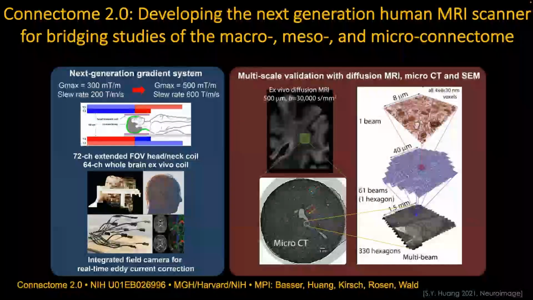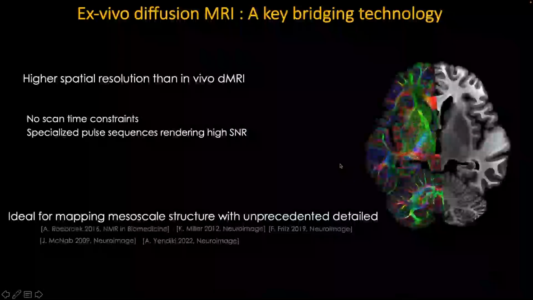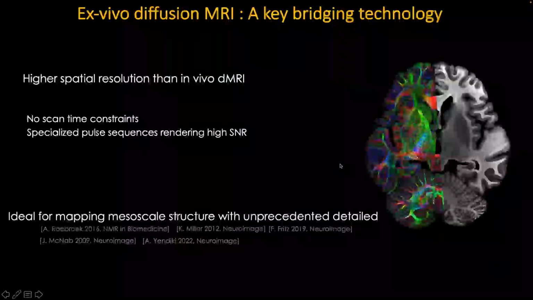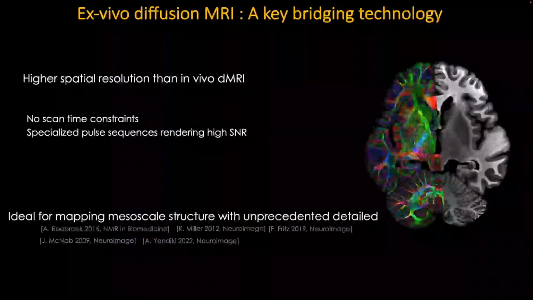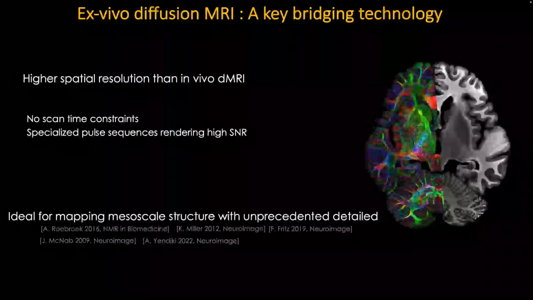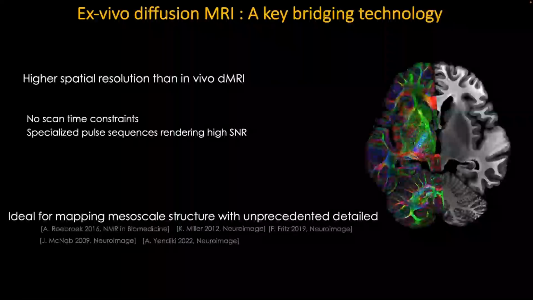On top of developing the next generation of gradient system, we are interested in doing the multi-scale validation with diffusion MRI, micro-CT, and electron microscopy. And in this validation, ex vivo diffusion MRI plays a very important role because it's ideal for mapping the mesoscale structure of the human brain with unprecedented detail. This is because we can achieve much higher spatial resolution than in vivo diffusion MRI, because we don't have time constraints, we don't have motion, and we can use a specialized pulse sequence that renders high SNR, like 3D multi-shot EPI. All of the information derived with ex vivo diffusion MRI can be translated to in vivo diffusion MRI. So this technique is a key bridging technology for mapping the human brain.